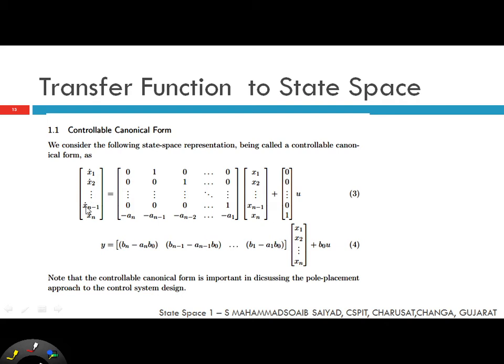In the controllable canonical form, we will have x dot, and the A matrix will have this pattern: 0 1, and the second row will be 0 0 and 1. So you will have a 1 in this manner. You will have this pattern, and minus an, minus an minus 1, up to minus a1 at the last.